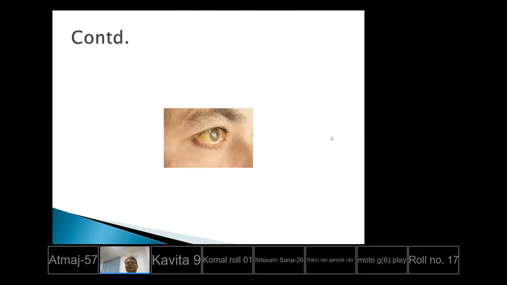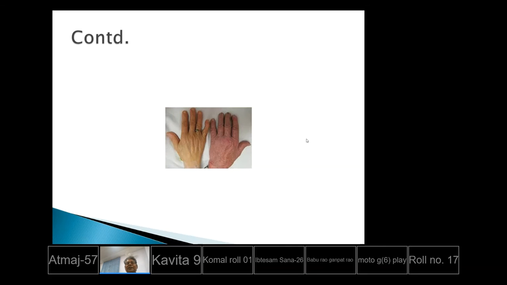You can see in the eye, conjunctiva, there is pallor and icterus due to bilirubin. You can differentiate between the two hands. There is deposition of bilirubin material, icterus, and this one is the normal.